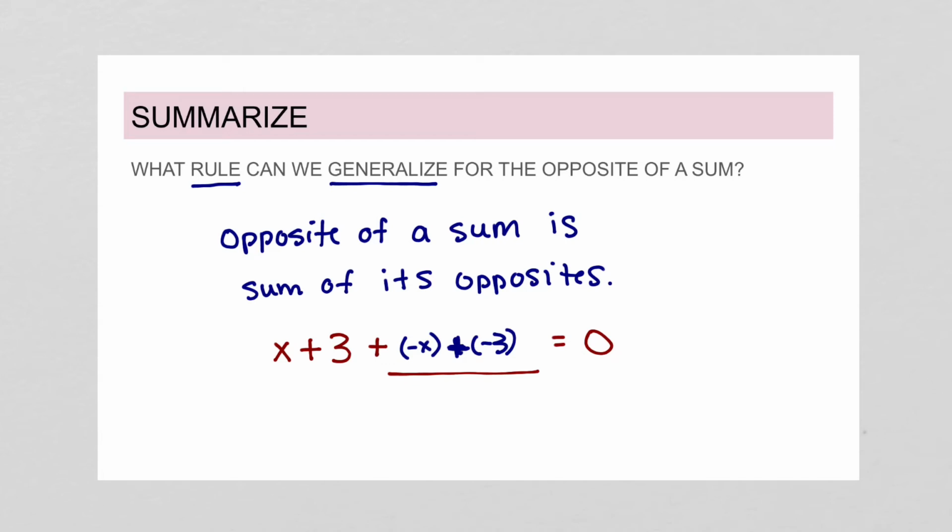That's exactly what that is. The opposite of x is negative x. The opposite of 3 is negative 3. If we add them together, that's the sum of its opposites, right? So this part, the sum of its opposites, that's this part right here, okay? And that gave us the opposite of this. And we know that it's its opposite because it added to 0, okay? So what rule is it? The opposite of a sum is the sum of its opposites. Let that sink in for just a second.